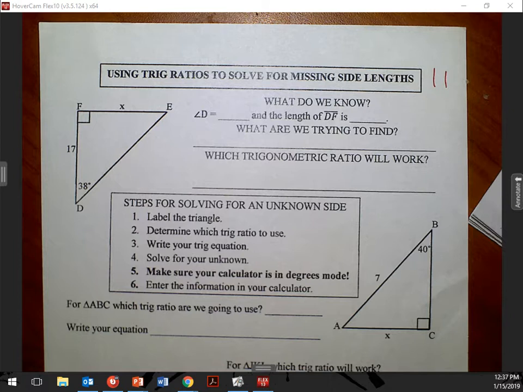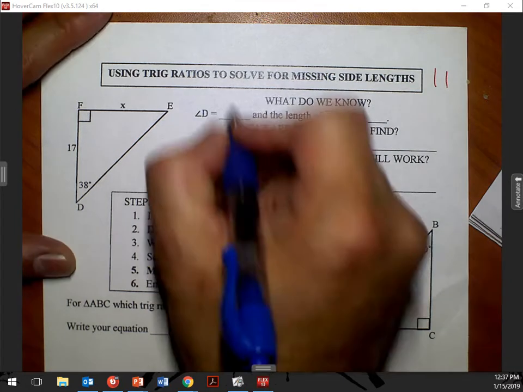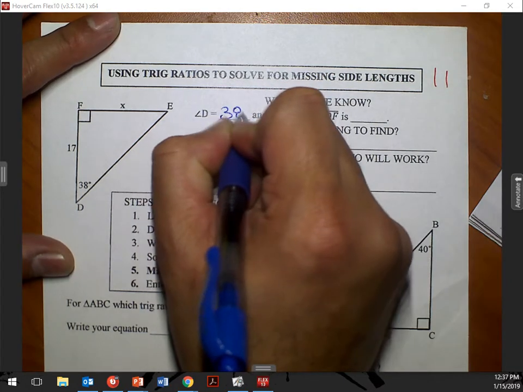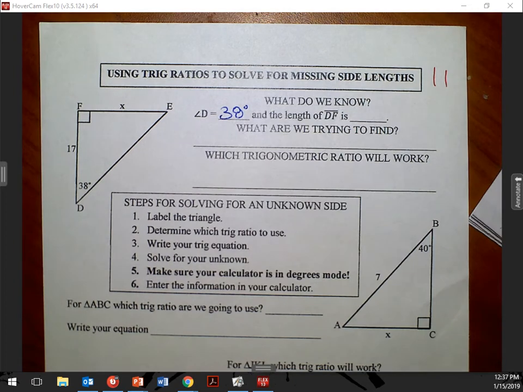Thank you. All right, so let's take a look at this. So angle D, what is angle D going to be? 38. And it is the reference angle. Very good on that one. Here, look, you get one of those, just for being right.